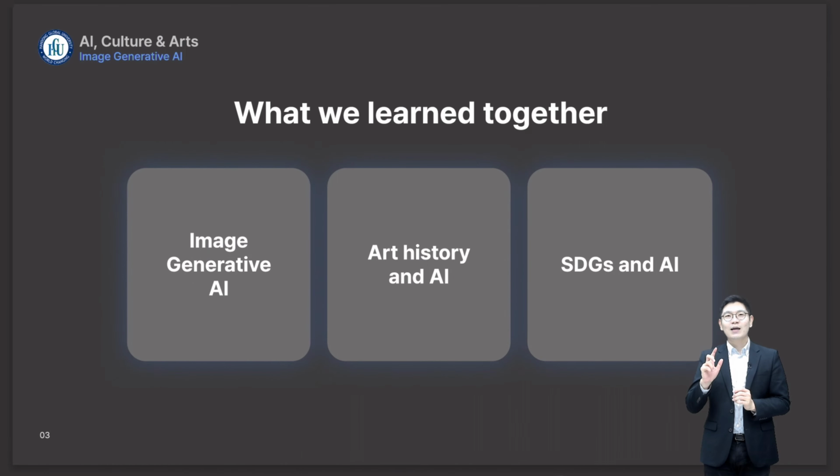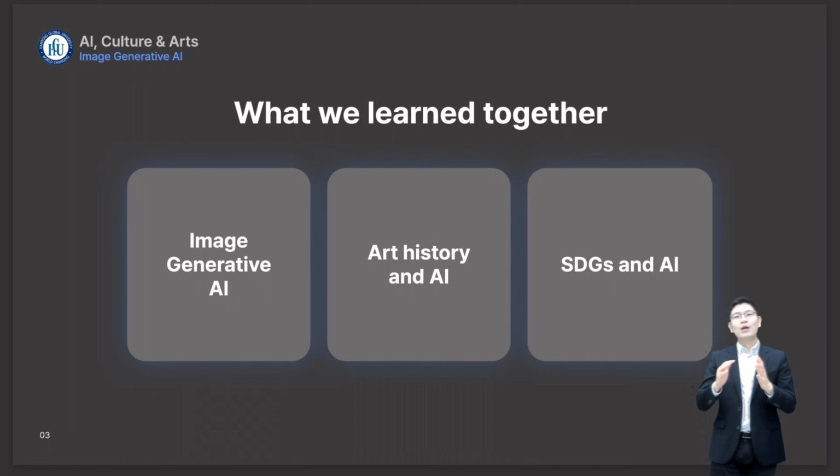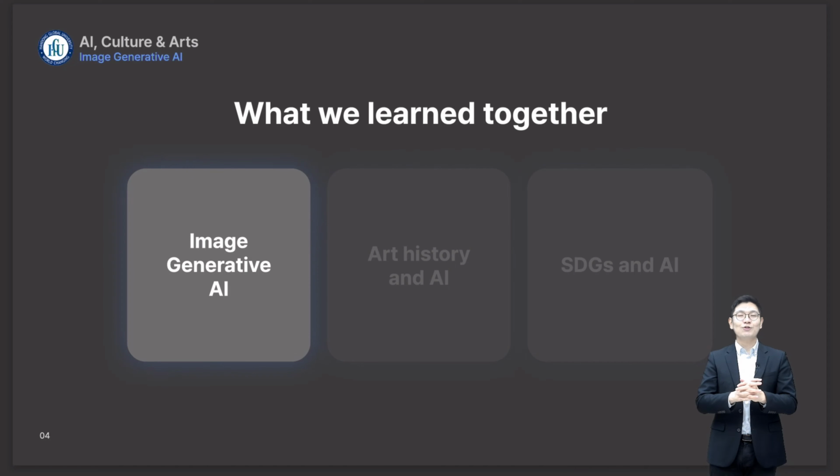Do you remember? We covered three parts. The first one was image generative AI, how it works, how we could use it. And secondly, we covered art history in AI. It was so fantastic and interesting. Lastly, we covered SDG and AI. We want to open your perspectives. So let's get back to the first one.